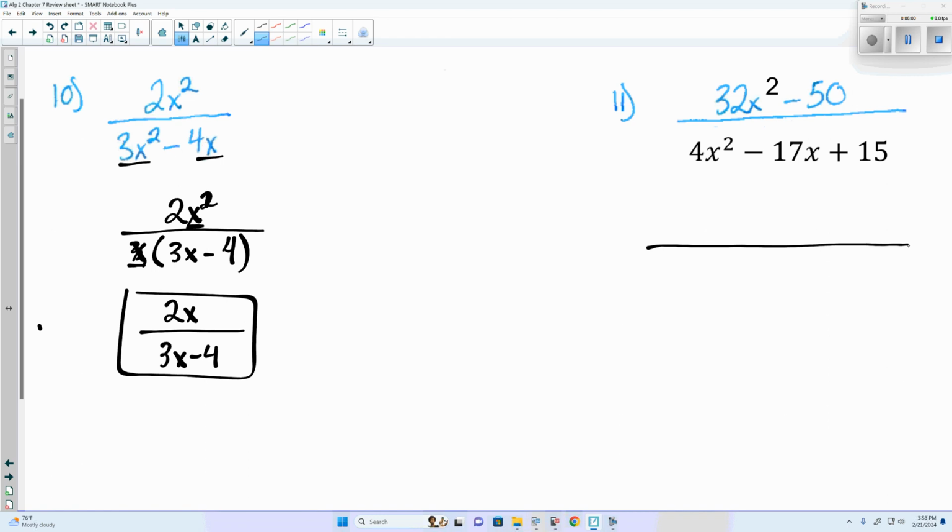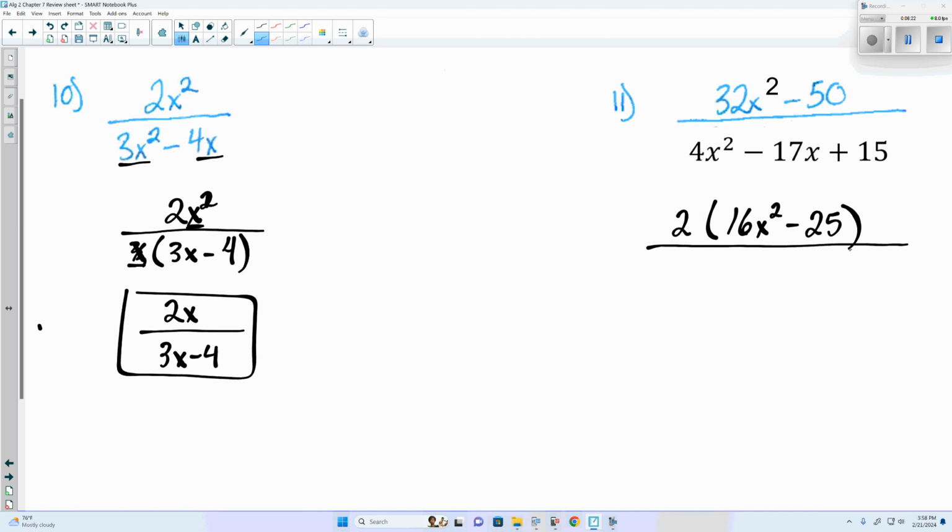Now the numerator, 32x squared minus 50. Again, greatest common factor. We need to be looking out for those. 32 and 50 do have a greatest common factor of 2. And if we take 2 out of 32x squared, we have 16x squared. And when we factor 2 out of 50, we're left with 25.